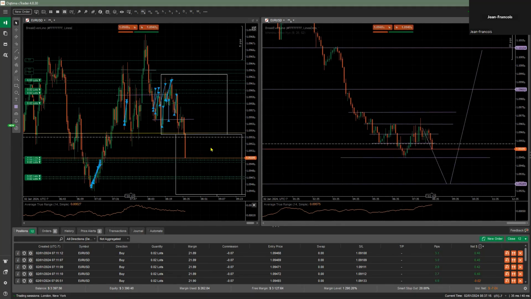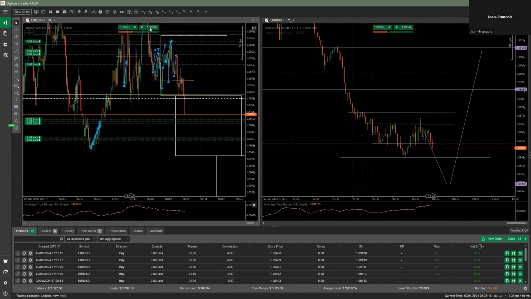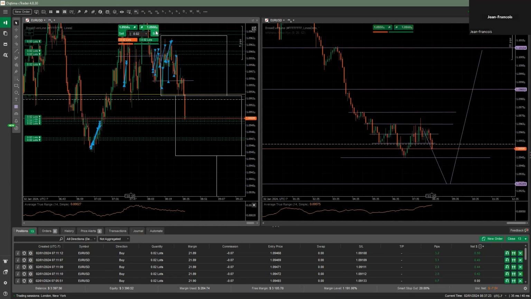Look at that move. Yay. Right, so this opens up the door to buying 4 clicks.